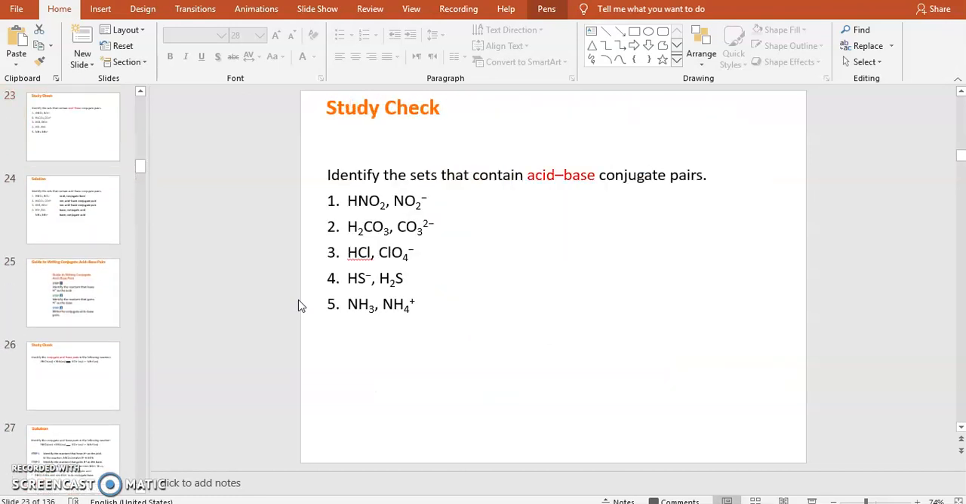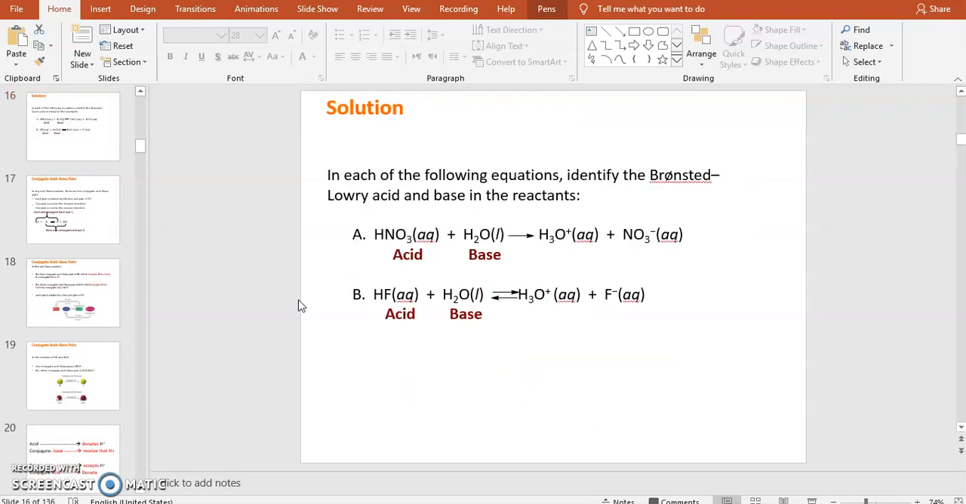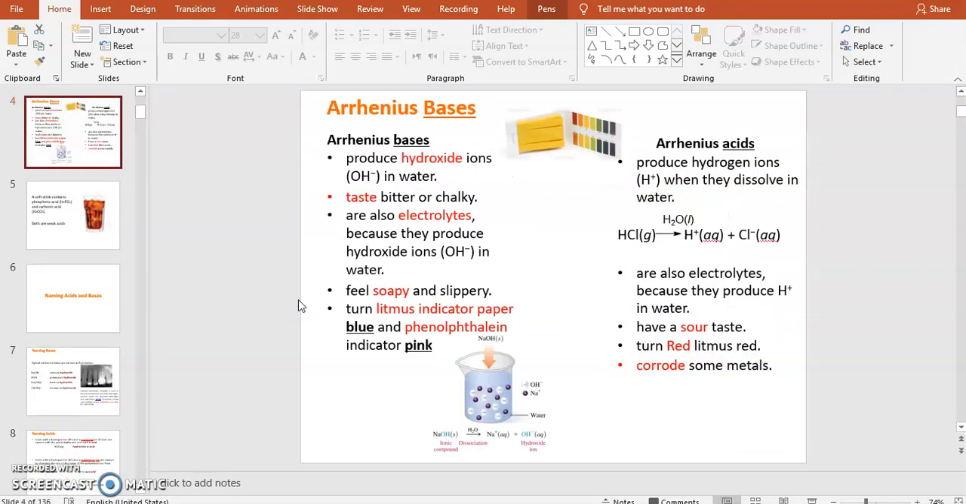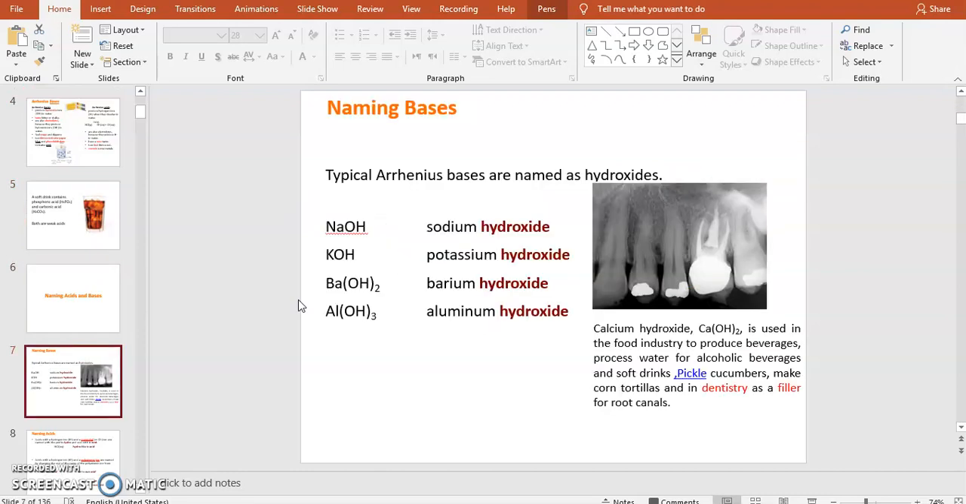How to name acids and bases. For naming acids and bases, we'll start with naming the base because the base is very easy. So basically anything that, as we said before, will have the hydroxy group at the end in the formula, then it will be a base. So all of these are bases.